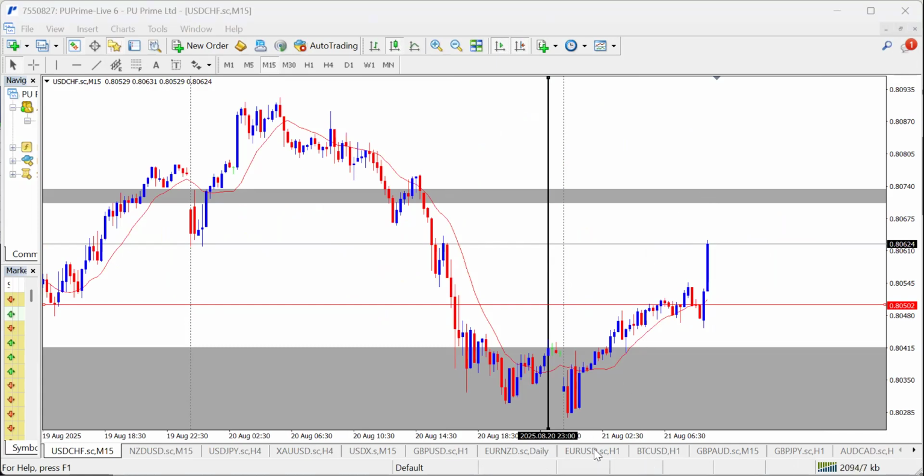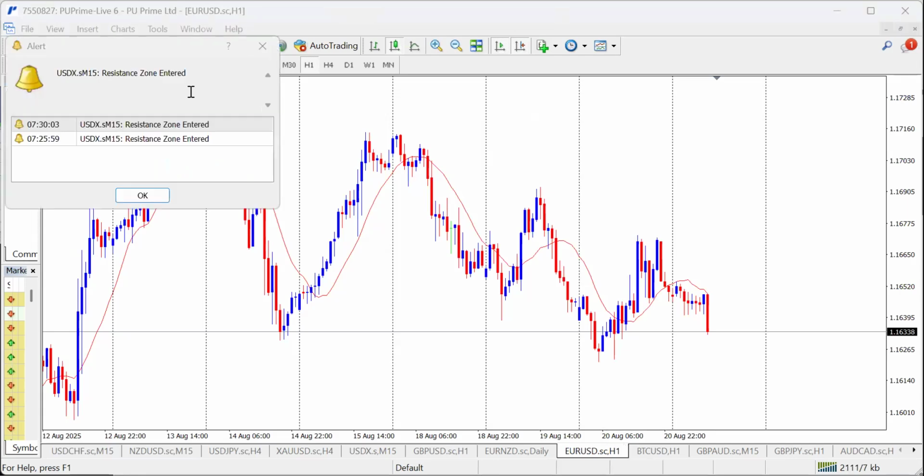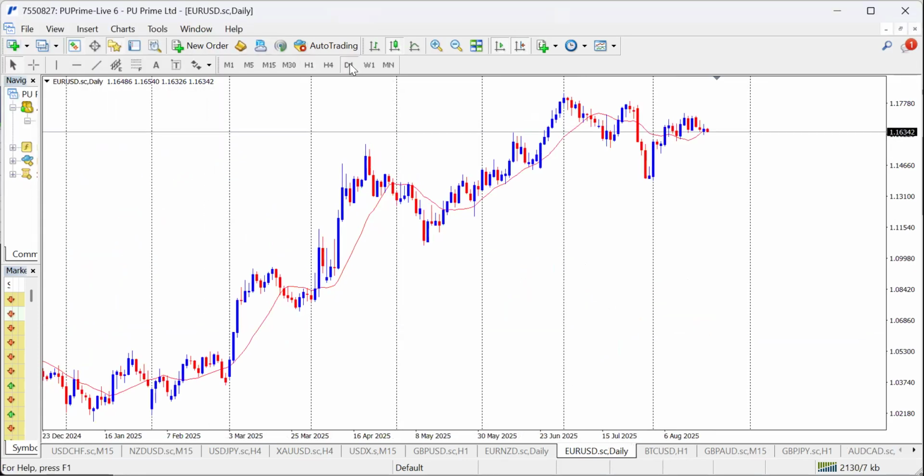Okay, so EUR/USD, let's look at EUR/USD. EUR/USD is going to be very bearish, and you can see it's telling us that USD has entered the resistance zone. So let's watch if it's going to reject. Once we reject that level, then we are still going to sell the dollar. Now, EUR/USD will be bearish for a long time.